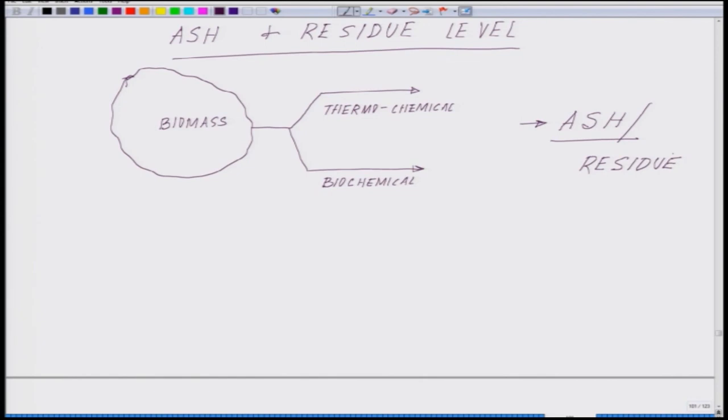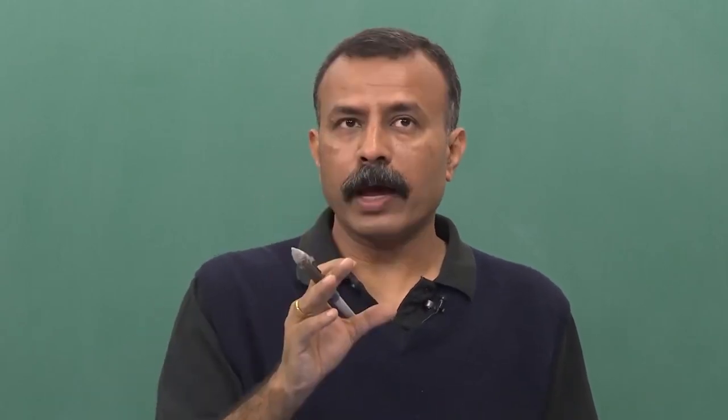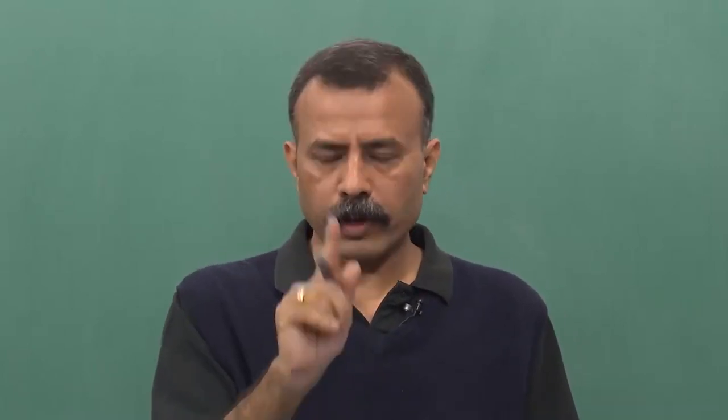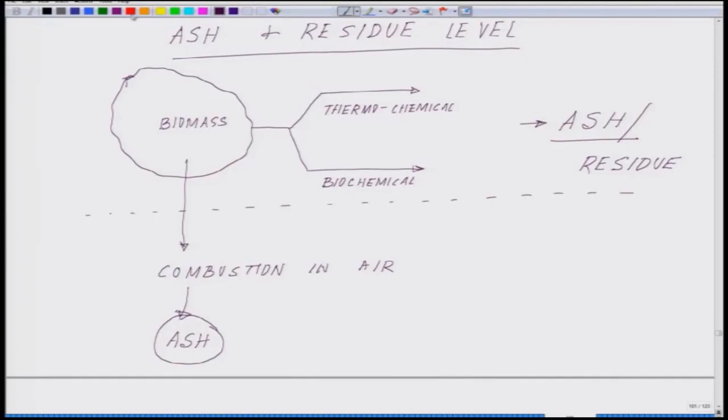Now, why is it called ash or residue? This is where I am going to come. Say for example, when you are burning something in air, you take the biomass and there is a combustion in air. The residue you get because of the combustion is called ash. This is exactly the same thing as when I told you, you have a piece of paper and you burn it in the presence of air, you get all that black charring left behind, that is your ash content.